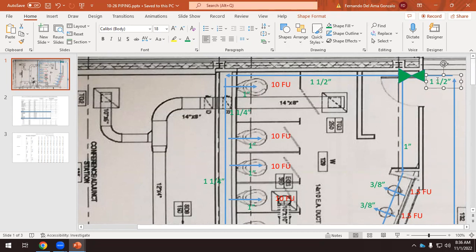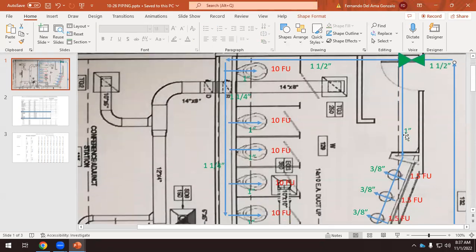Can it be 1 3/4? Probably, well, maybe. But at least this one has to be 1 1/2. If you type here 1 inch, that would be a mistake because here we have a 1 1/2 inch. And now the question is about that one.